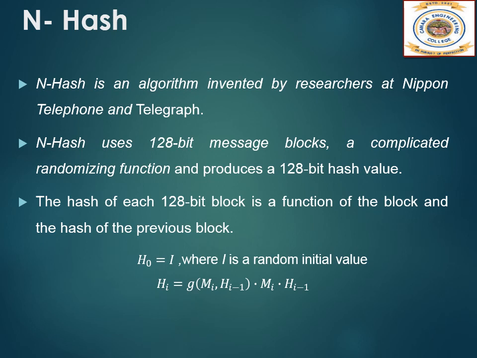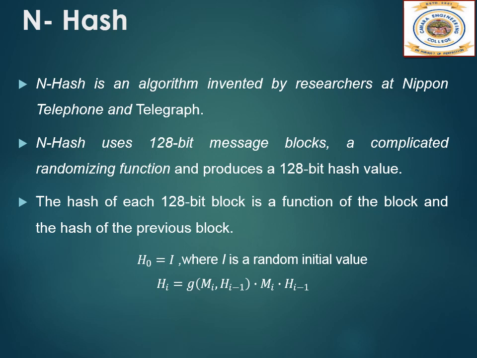NHash is an algorithm invented by researchers at Nippon Telephone and Telegraph. NHash uses 128-bit message blocks, a complicated randomizing function, and produces a 128-bit hash value. The hash of each 128-bit block is a function of the block and the hash of the previous block.